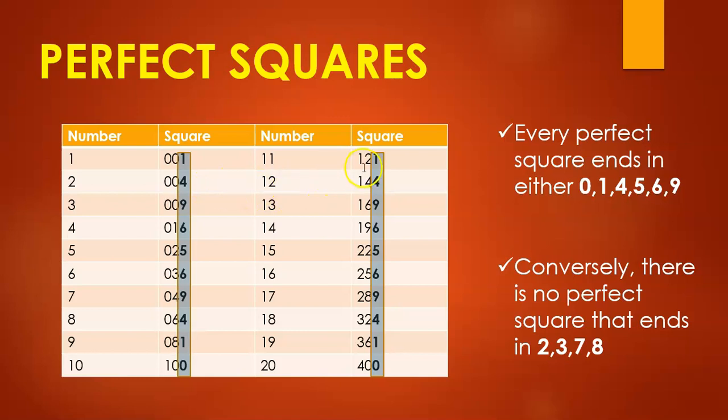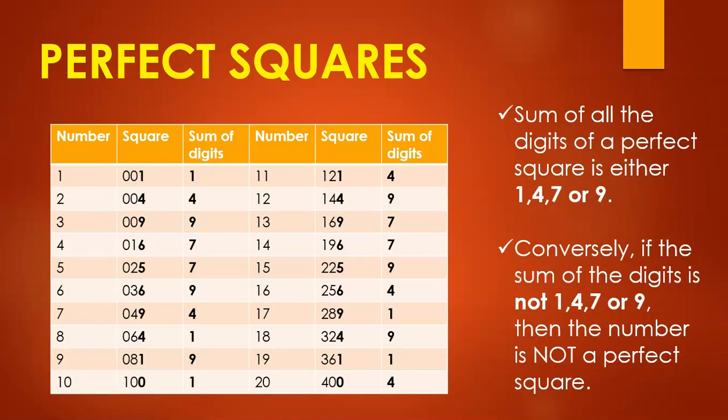And so this is a quick and easy way to determine, by looking at a long number, if it ends in 2, 3, 7, or 8, you can immediately say, yeah, that's not a perfect square, because we know the property of a perfect square is that there's no perfect square that ends in 2, 3, 7, or 8. Alright? Then let's look at some more properties.